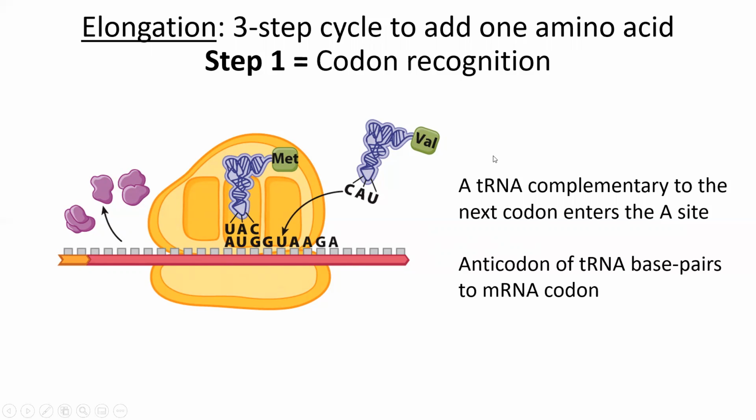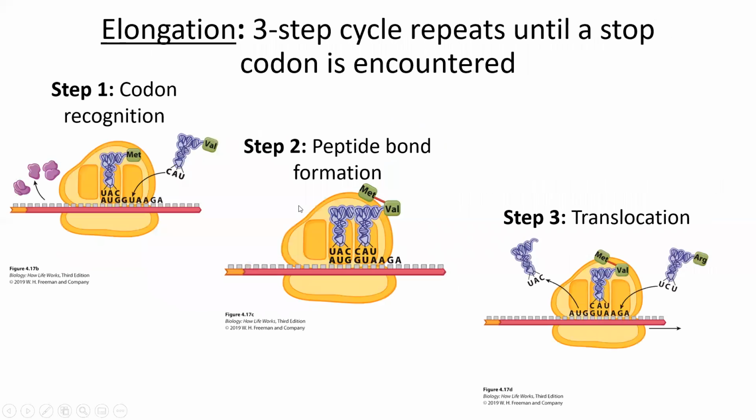So first things first, codon recognition. That's where your tRNA complementary to the next codon, so CAU is complementary to GUA, enters the A site. The anticodon of the tRNA then base pairs to the mRNA codon. So you see this will enter the site, it will pair up.